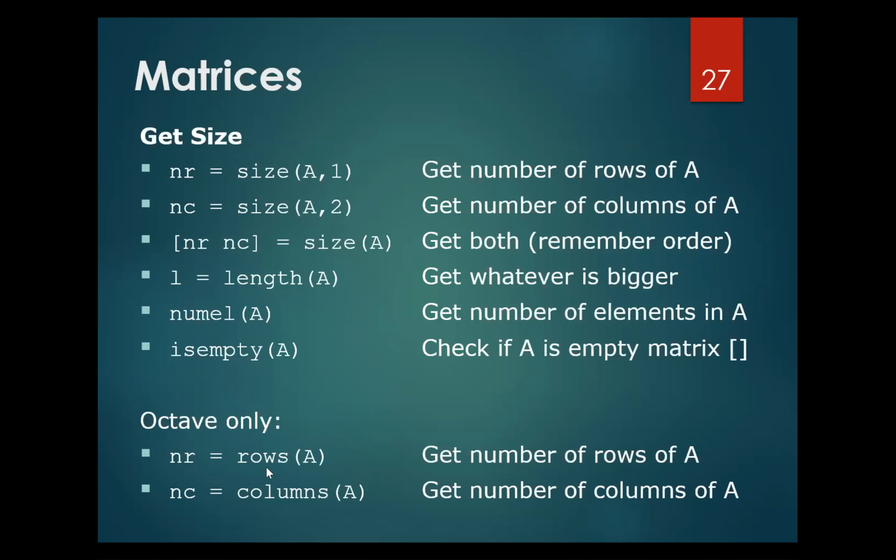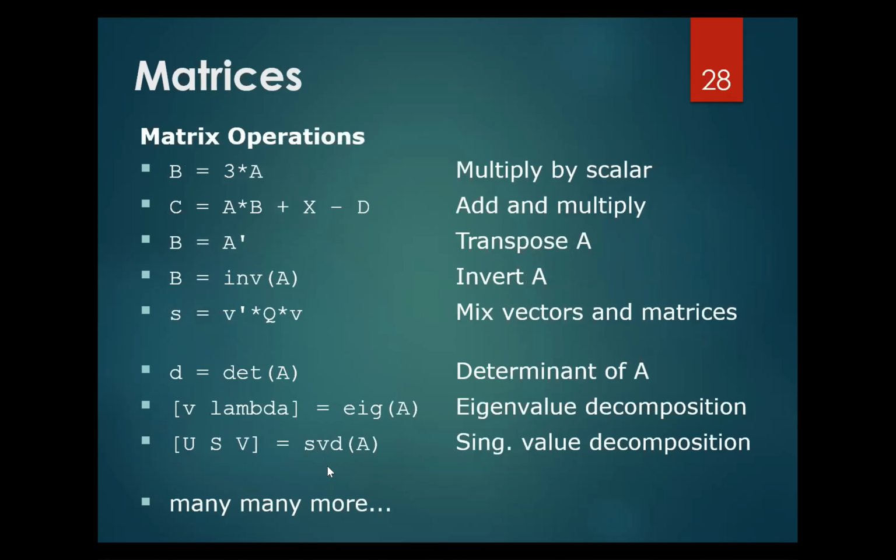You can also use an alternative, but it works only for Octave. You can say rows of A, columns of A, to return the number of rows and the number of columns. Yeah. And then matrix operations, easy manipulation of matrices.